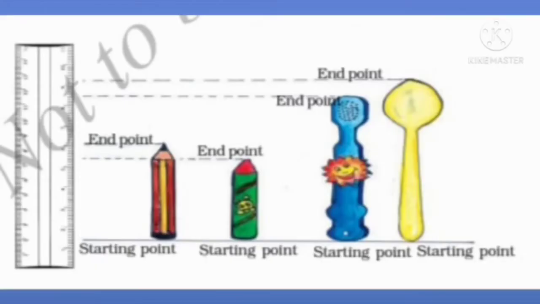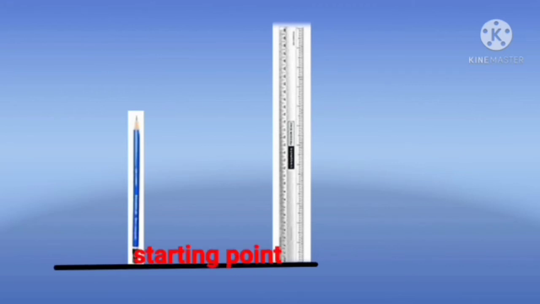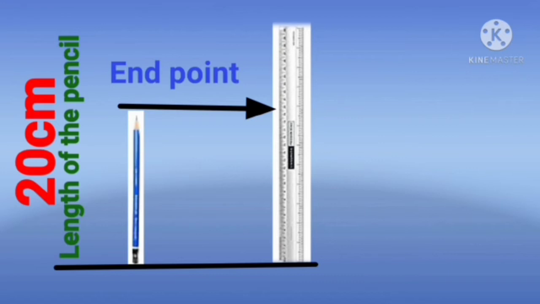Let us learn how we can measure the length of an object using a scale. Let us first measure the length of the pencil using a scale. Keep one tip of the pencil at the starting point of the scale and mark the place where the other tip of the pencil ends. That point is the measure of the length of the pencil.